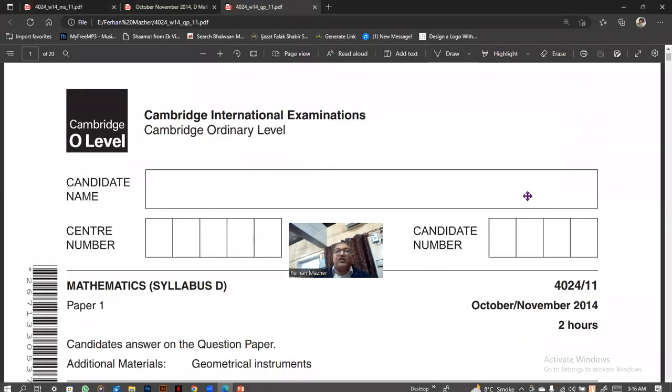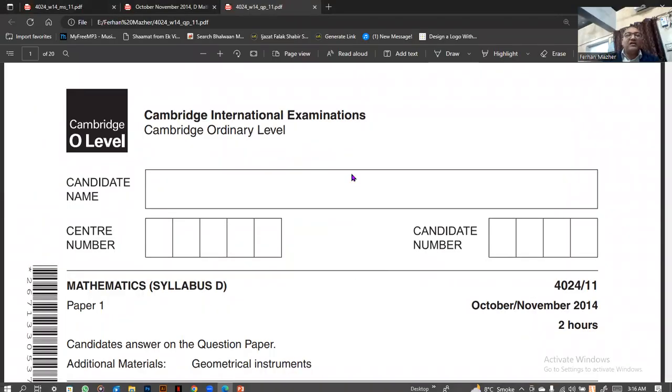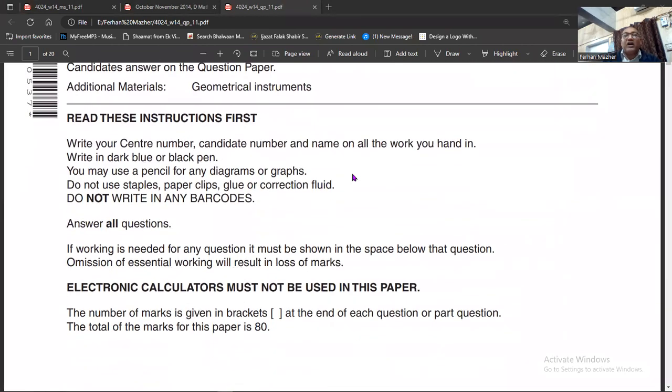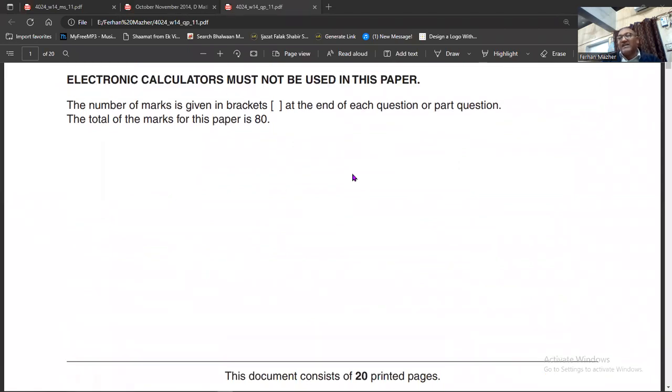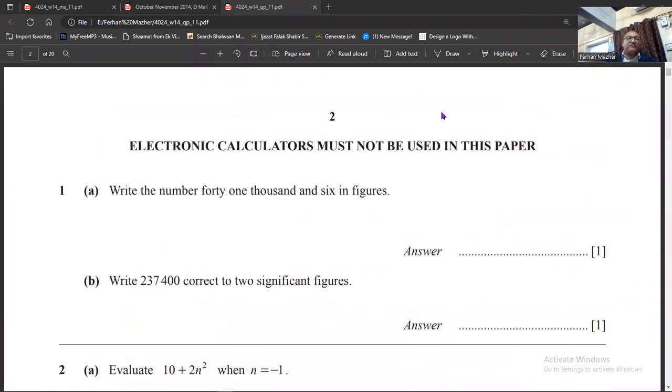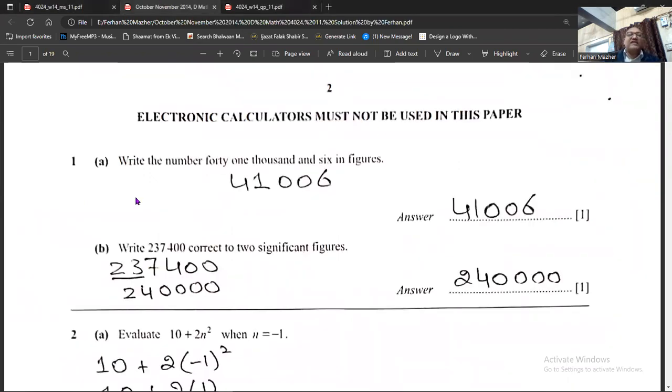So here we go. We have this paper, October-November 2014, 1 paper. Time allowed is 2 hours. Scientific, any kind of calculator is not allowed in this paper. So question number 1. Write the number 41,006 in figures. 41,006 in figures will be 41006.